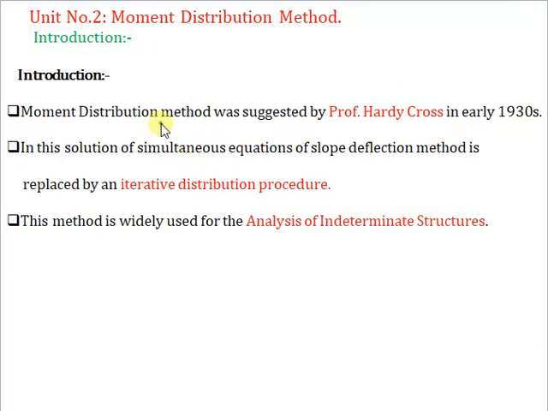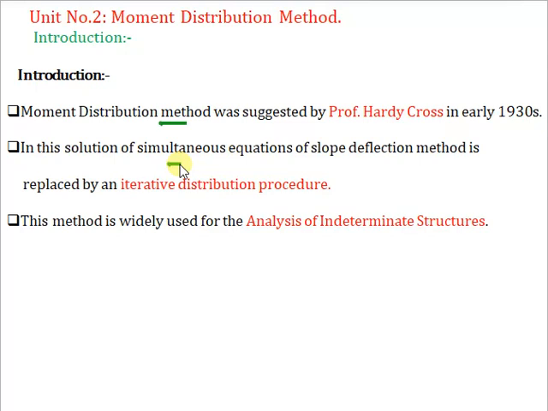Moment distribution method was suggested by Hardy Cross in early 1930. The method only accounts for flexural effect and ignores axial and shear effect. From 1930 until the computer began to be widely used in the design and analysis of structures, the moment distribution method was the most widely practiced method.